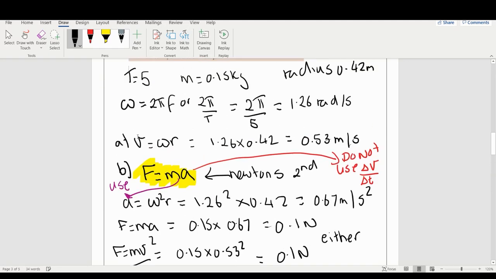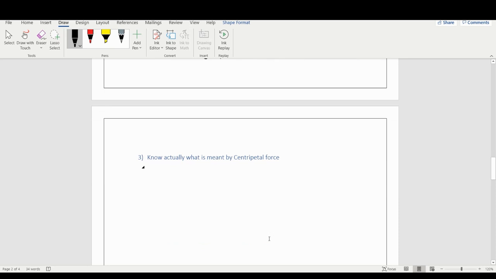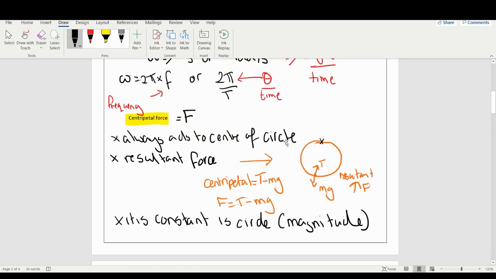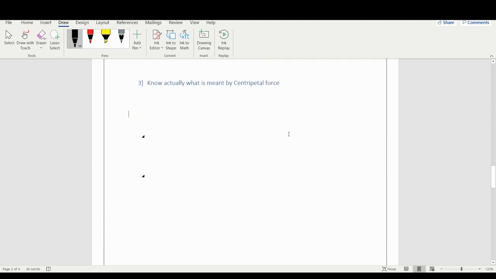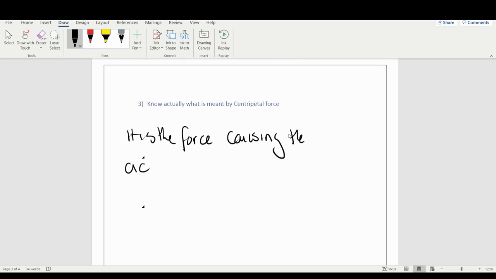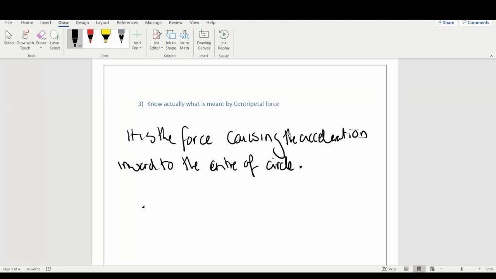My third tip for dealing with circular motion is to know what I actually mean by the centripetal force, to know what is properly meant by centripetal force. And this all comes back to what I was saying before, but I'm going to give it a little bit more depth here, because there are many, many different kinds of circles that you can have. So basically, it is the force causing the acceleration inwards to the center of the circle. It is the resultant that's going to be causing the motion in the center of the circle.